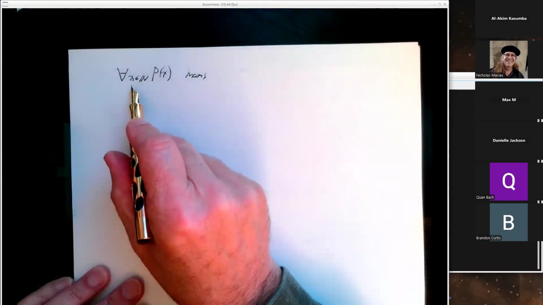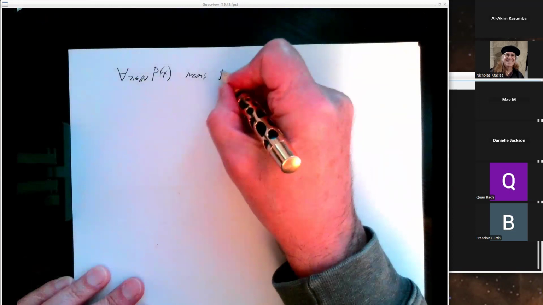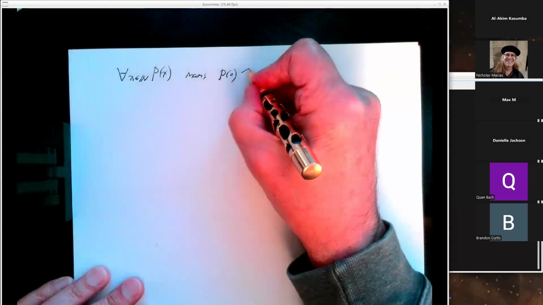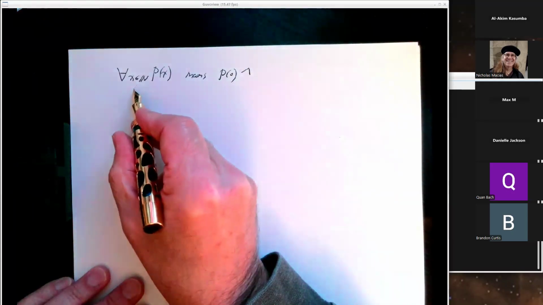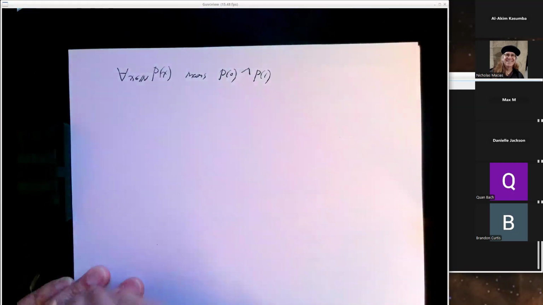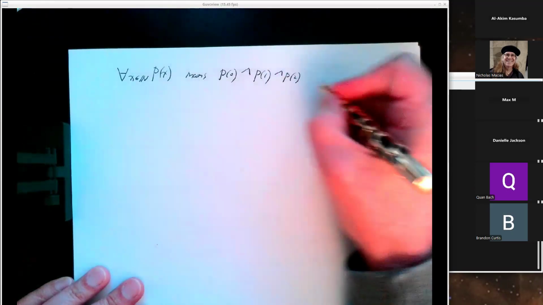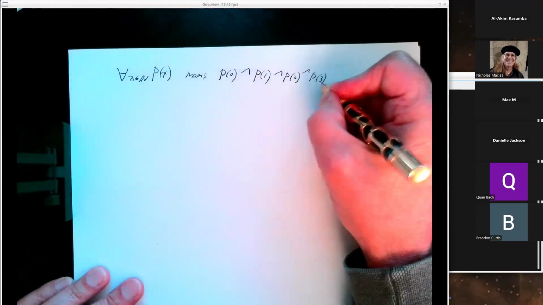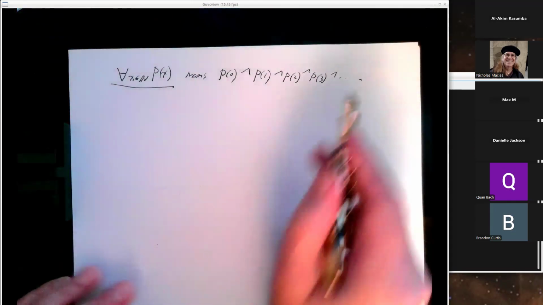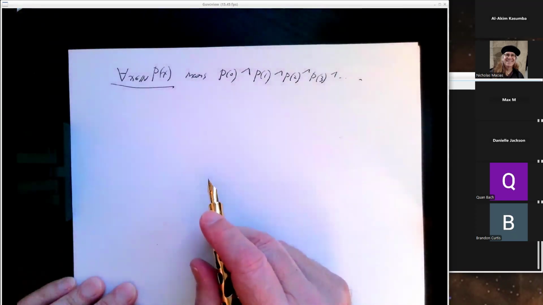So what are the x's in the naturals? Well, for example, 0 is a natural number, so P of 0 is true. And if I pick another natural number like 1, P of that number has to be true. And if I pick another natural number like 2, P of that has to be true, and so on. So this is just a really shorthand way of writing this infinite conjunction of propositions.